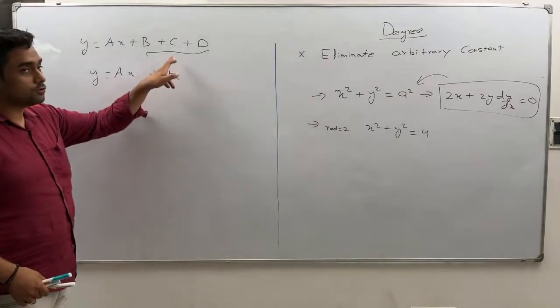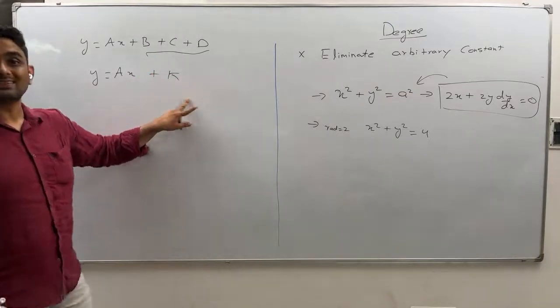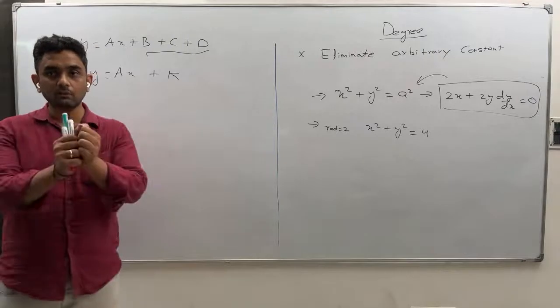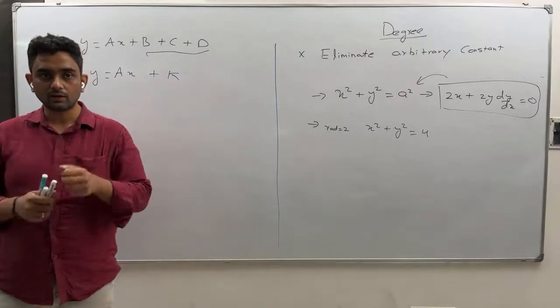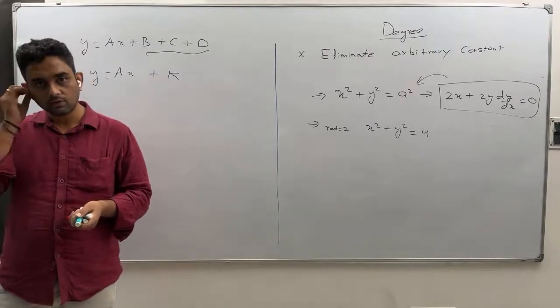Now, you should always reduce the number of arbitrary constants. Do not unnecessarily try to expand it. If you can club it, merge it, and make it smaller, do that. That is the first step.